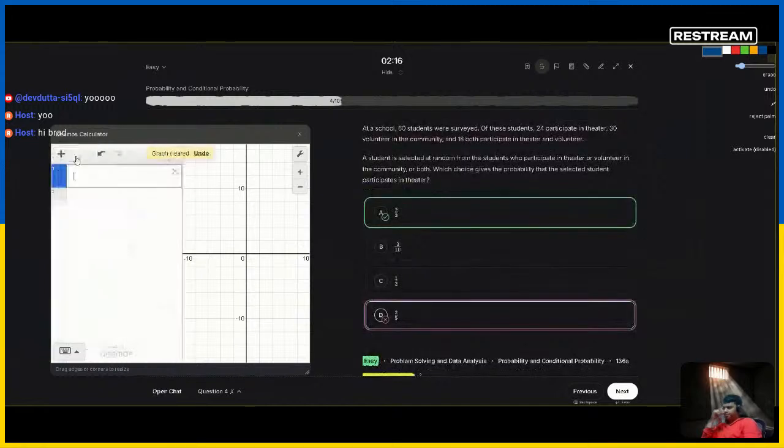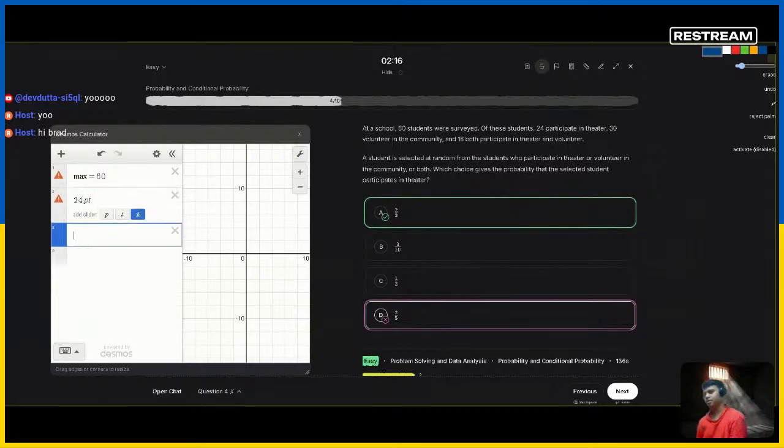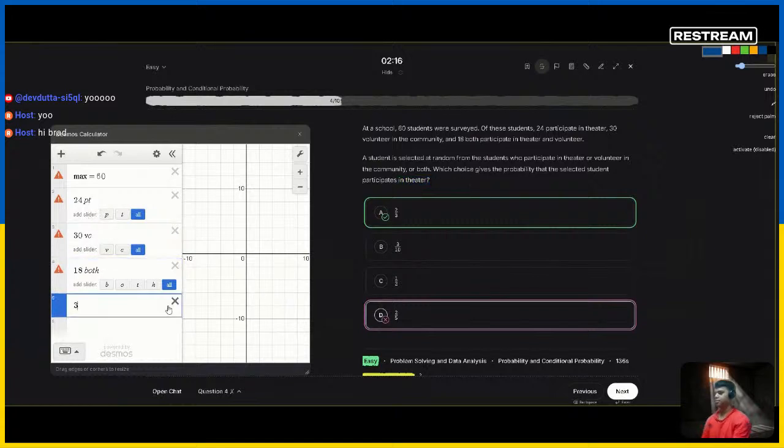So you're saying because there was a max of 60. Okay, now, 24 students participated in theaters and 30 volunteered in communities. Okay, but 18 did both. But we want the probability that the selected student participated only in theater. So we have to minus both of them. So 30 minus 18, 12.